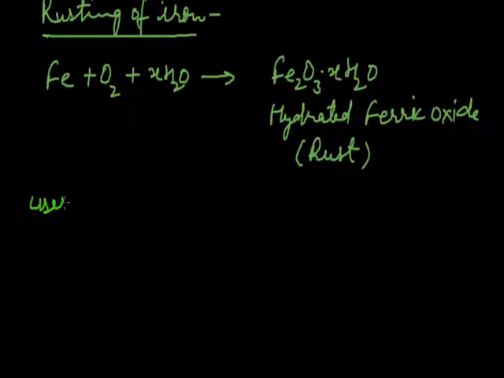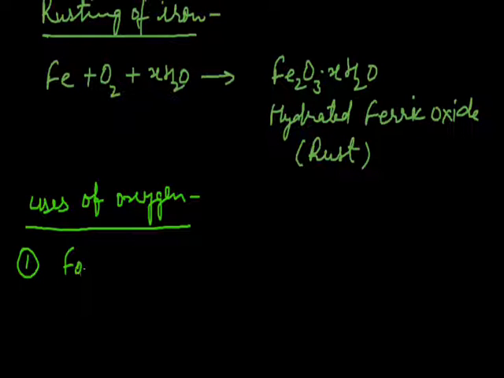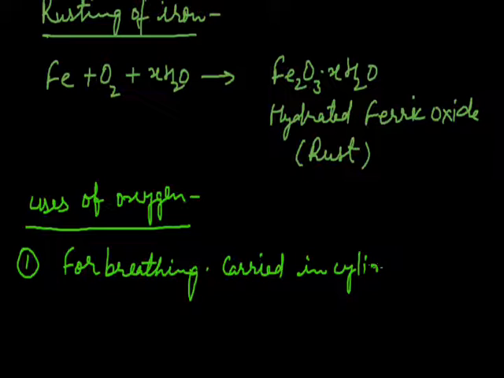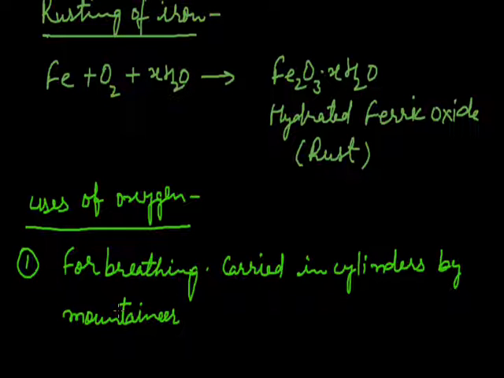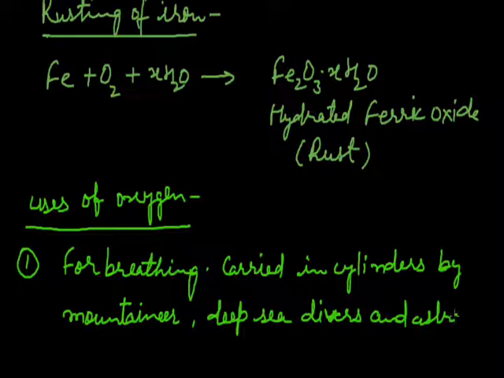Uses of oxygen. Primarily used for breathing. It is carried in cylinders by mountaineers, as on the higher altitude amount of oxygen is very less there, by deep sea divers and astronauts, as there is no oxygen in the space.